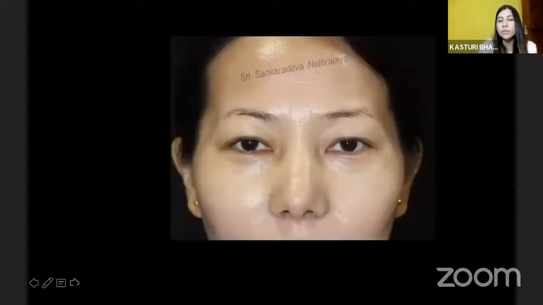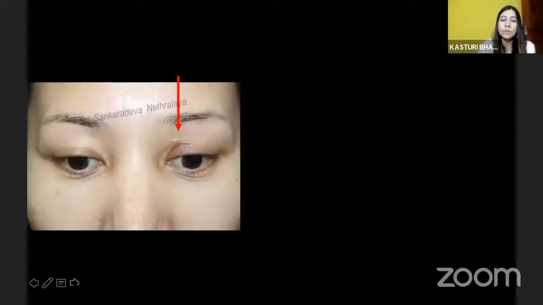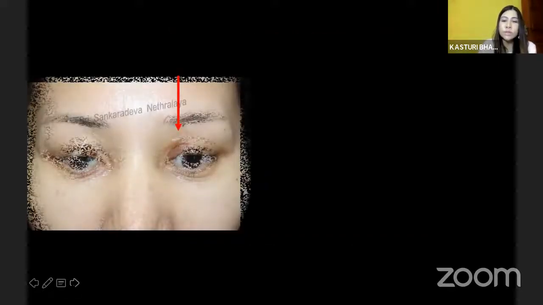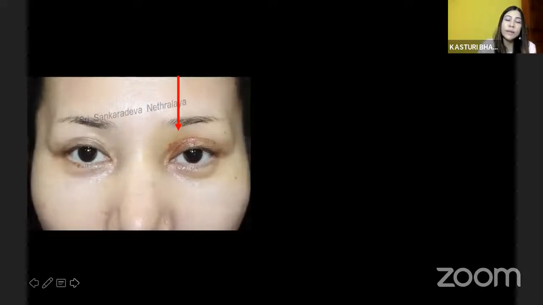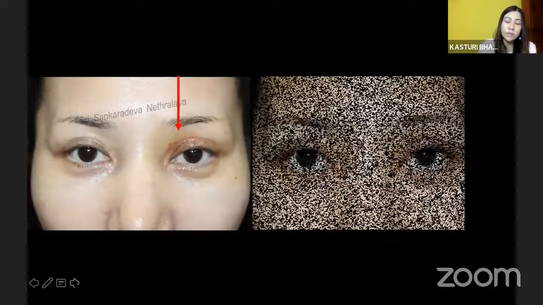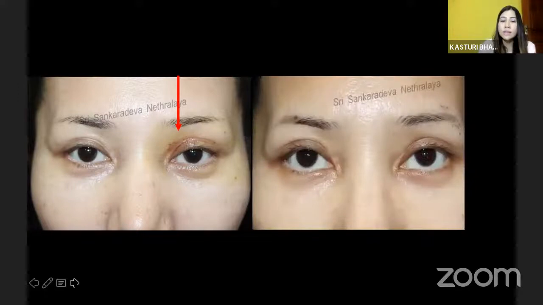This is another very interesting young girl. She comes to me for upper lid blepharoplasty. And this is what you see. You can see a scar when she looks down. She was very conscious about it. And then I had just injected 5FU with triamcinolone, and the scar got revised.